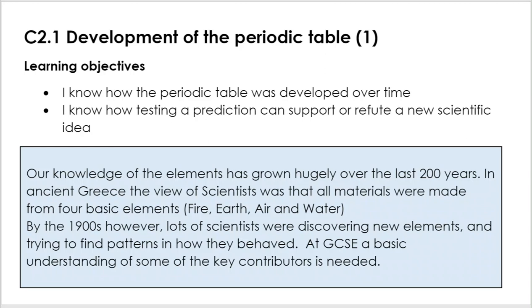So, for context, if we go back several hundred years, ancient Greece, several thousand years actually, there was an idea that all of the elements that existed were fire, earth, air and water, and everything that existed was a combination of those four to some degree. Now that changed a lot, and it's changed very rapidly over the last couple of hundred years. And in this video we're going to start to take a look at some of those significant changes.